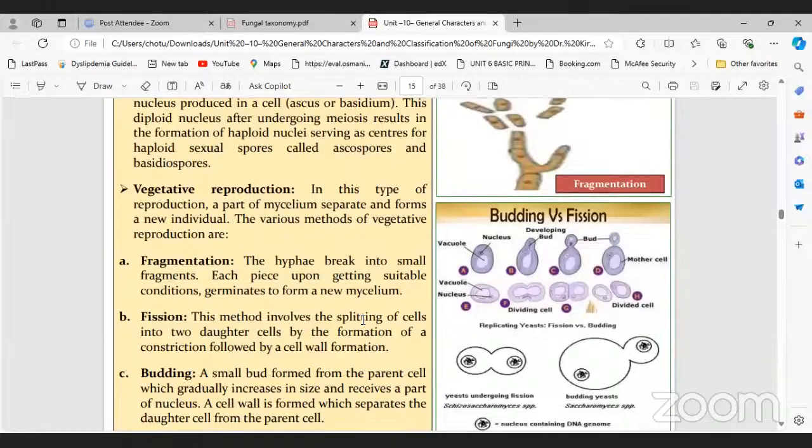Here, in the main method, the hyphae break into small pieces or small fragments. Each piece, upon getting suitable conditions, germinates to form a new mycelium. This is the fragmentation method. Coming to the fission method.